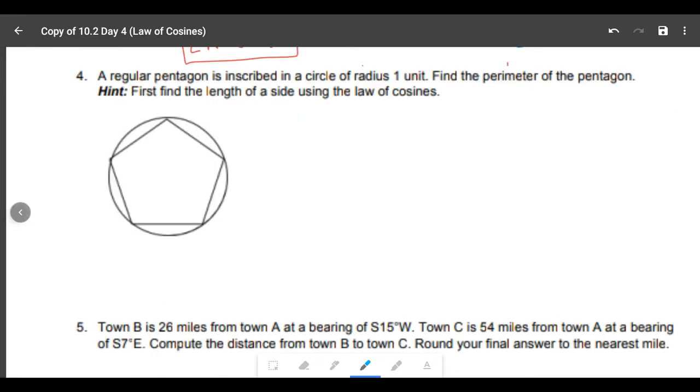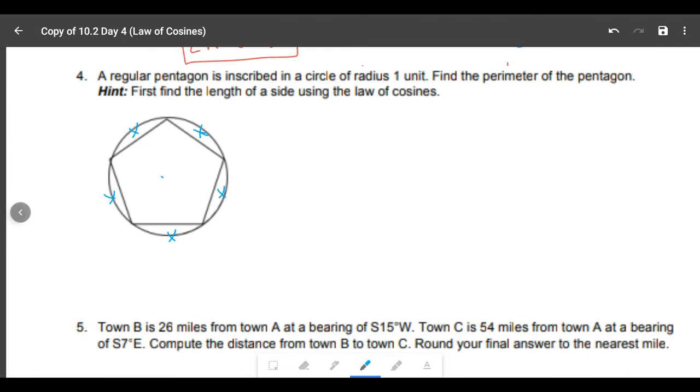Problem 4 tells us that a regular pentagon is inscribed in a circle with a radius of 1 unit. We need to find the perimeter of that pentagon. And it gives us a hint to first find the length of a side using the law of cosines. So remember back to geometry, regular shapes tell us that all of these sides all have the same length. So the hint is telling us to find the length of x, of 1x, and use that to find the perimeter of the entire pentagon.